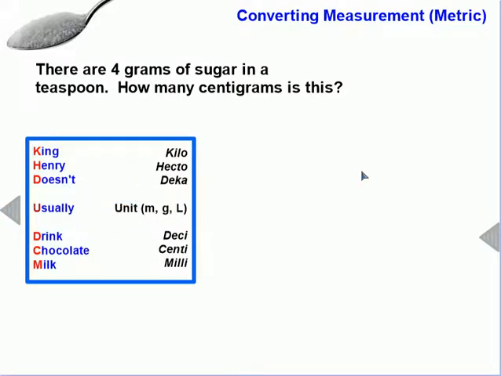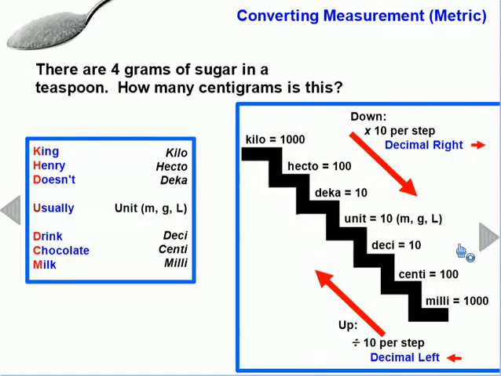Here is our chart, and here is something else that might be helpful for you. Here is a little ladder. Now, you might take just a second, pause the video, and jot this down and think about it for just a second. What we have is a little stair step for conversions. We have kilometers or kiloliters or kilograms at the top. The kilo is here, that's 1,000. Then all the way down at the bottom, we have milli, which is also 1,000.